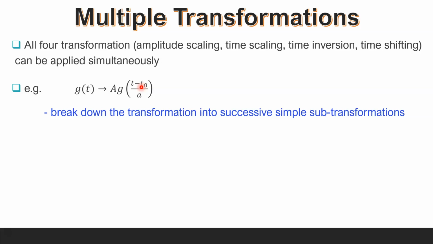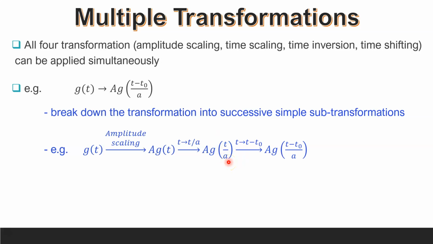Okay, so the first thing that you need to do is to break down the transformation into successive simple sub-transformations. So how do we do that? Let's take a look. For example, the first one you do is scale the amplitude by A, so you get A g of t. The next one you do is you scale the time. So the time now becomes t over a. So here we change from t to t over a.